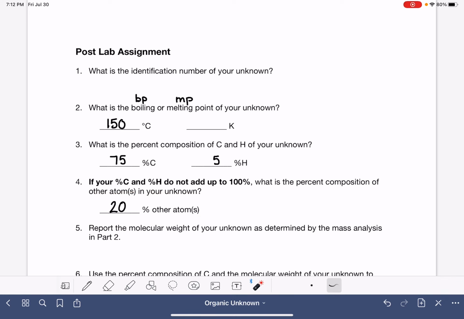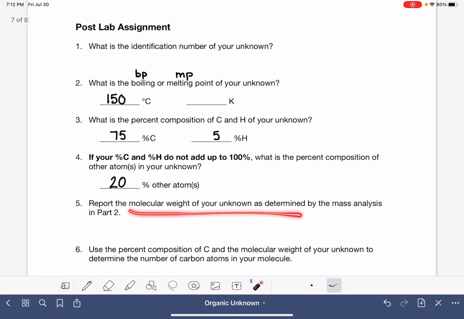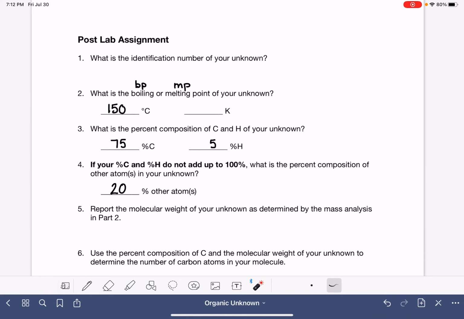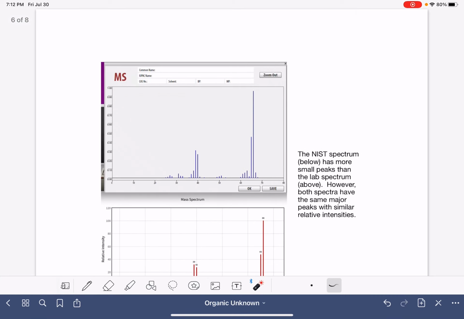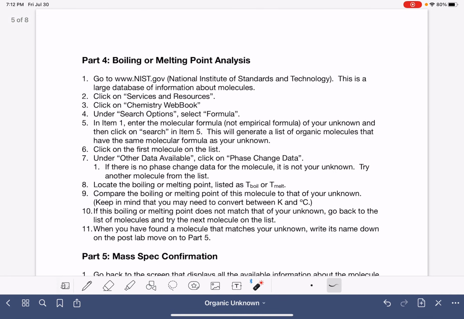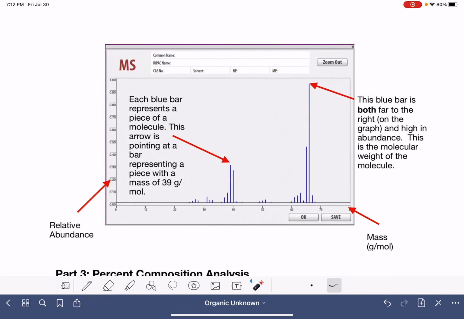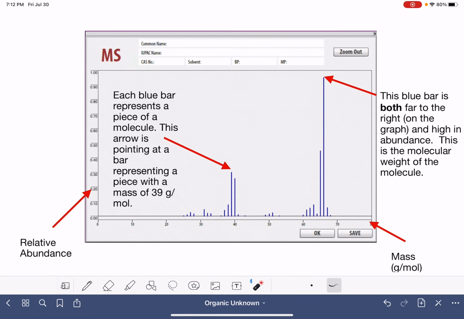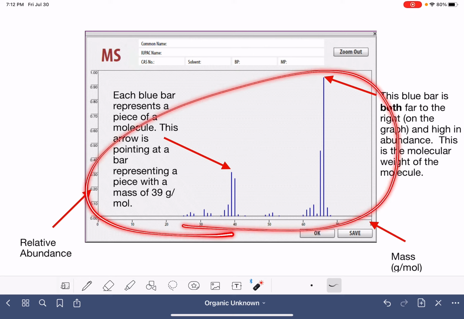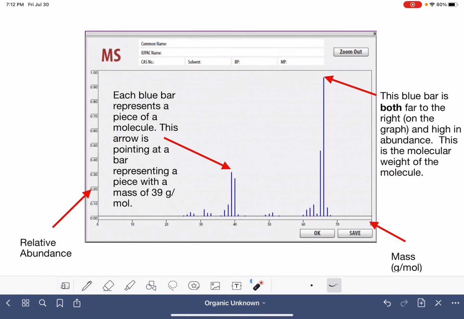So the next thing that you need to do is figure out the molecular weight of your unknown as determined by the mass analysis. And this is something that a lot of students get wrong, so definitely pay attention to what's going on here. This is the diagram that you want to focus on. This is an example of some mass analysis data. Chances are yours would not look exactly like this, but it might. There's a lot of variation in the way this data shows up, and this is called a mass spectrum. So don't expect to have a similar looking graph.